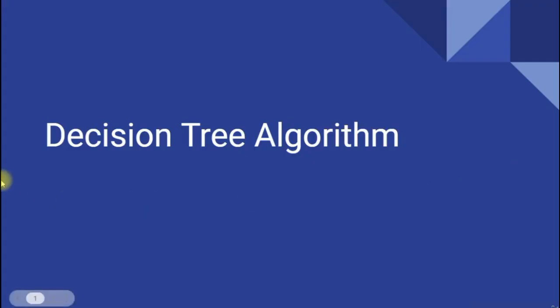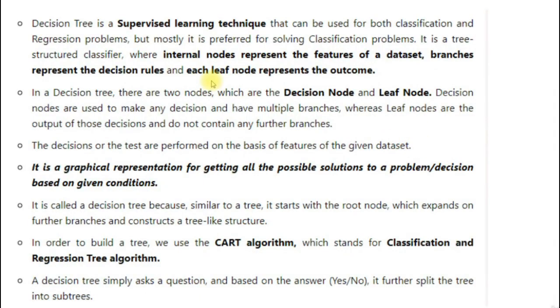Hello and welcome to the video on decision tree algorithm in machine learning. So decision tree is a supervised learning technique that can be used for both classification and regression problems, but mostly we use decision tree to solve the classification problems. It is a tree structure classifier where internal nodes represent the features of the dataset, branches represent the decision rules, and each leaf node represents the outcome.